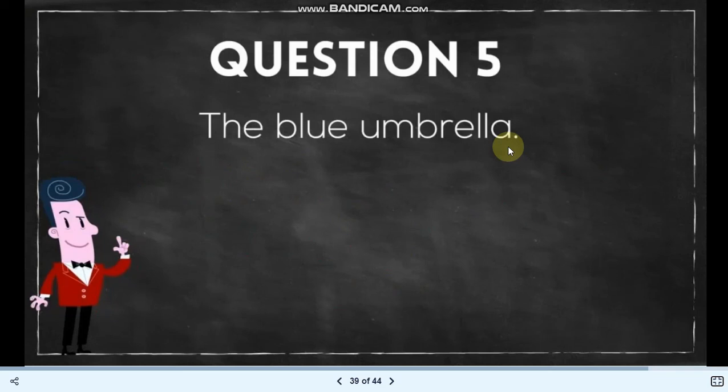The blue umbrella. Is this a sentence? No, because it doesn't have a verb. It has a subject, but it doesn't have a verb. Again, the blue umbrella is not a sentence because it has a subject, but it doesn't have a verb. I'm confused. Sorry.